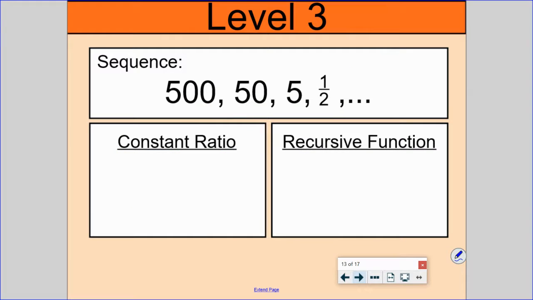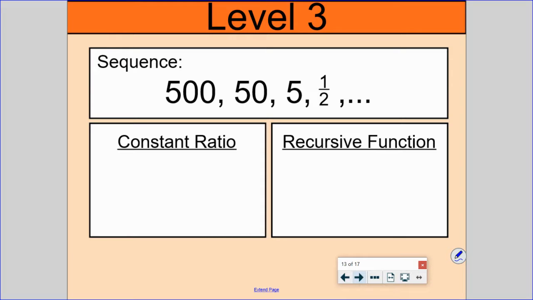Oh, here we go. This one, we're going to do one more example. I think this is our last one. 500, 50, 5. Whoa, what's happening here? We can see it's going down, so we are going to be multiplying by a fraction. So let's figure out what that is.